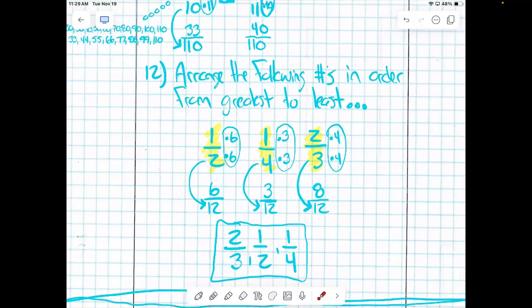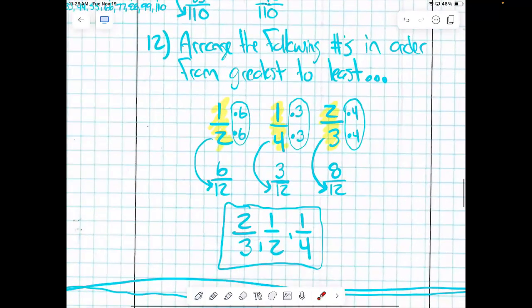Last thing. If I ask you to put numbers in order, actually, the yellow highlights: 1/2, 1/4, and 2/3. See them? Can I just look at them and put them in order? No, because they don't have the same denominator. They don't have common denominators. Therefore, I need to use my bubble method, right?